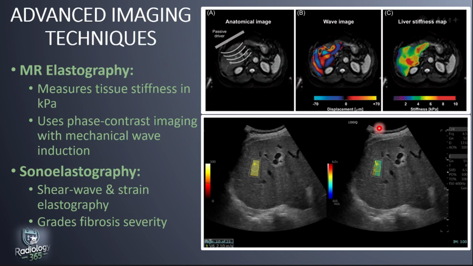Advanced imaging has made evaluation a little more precise. We have what we call MR elastography now, and this uses mechanical waves to assess the liver stiffness, basically giving a quantitative value by analyzing how the liver tissue responds to vibrations. So we are basically checking how stiff the liver is. And sonoelastography is an ultrasound variant, and it's also a non-invasive tool. It uses shear wave or strain based techniques to grade fibrosis, and all these help in managing chronic liver disease.